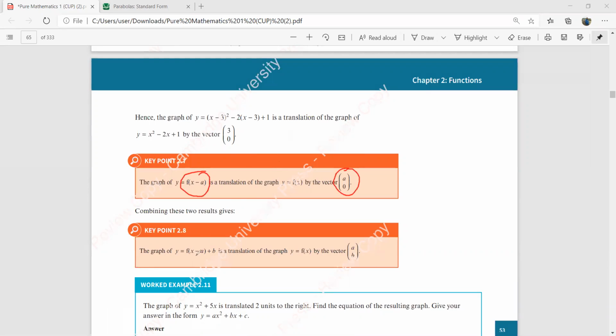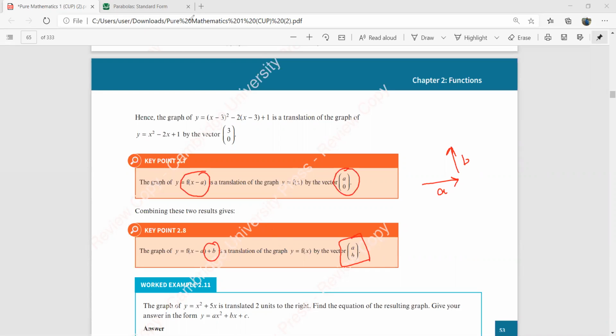And then you can have a combined transformation as well, like f of x minus a plus b. So horizontally, guys, you're going a towards the right, and then plus b vertically upwards. So this would be your translation matrix, which is a, b.